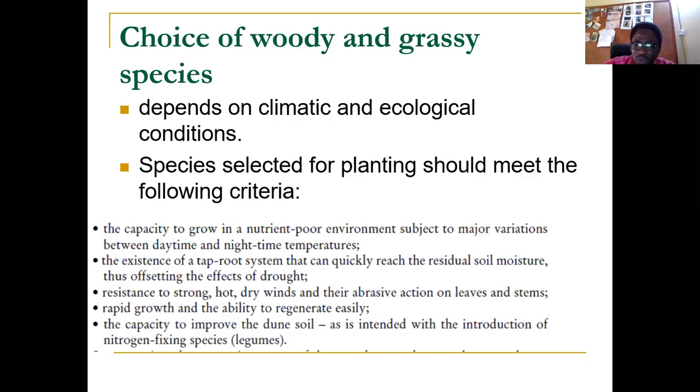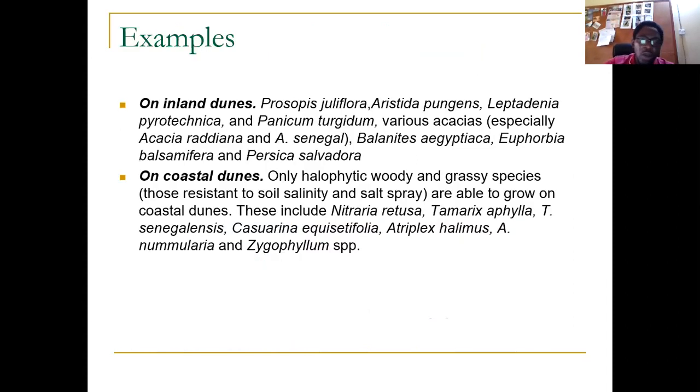And then they have the capacity to help improve the soil. Either they are nitrogen fixing or they enrich the soil. I have a few species here that are commonly used. Some of them you can find in Nigeria, like casuarina. Some of the tamarinds too. Those are halophytic plants that can survive under very harsh weather conditions. You also have woody species like the prosopis species, Balanites aegyptiaca, the Euphorbia, and especially the acacia species.